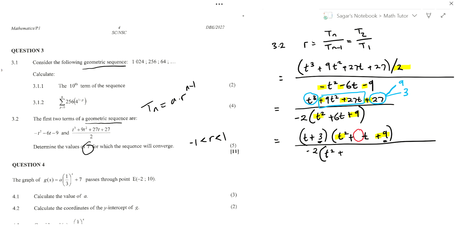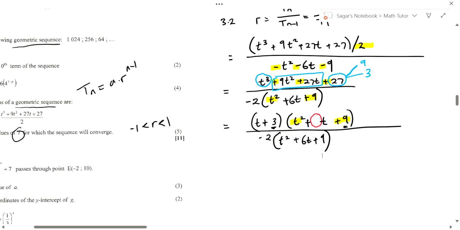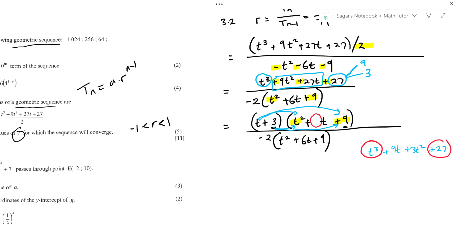We will do this now. I approach this by multiplying it out. So t times t squared is t cubed. T times plus 9 is positive 9t. 3 times t squared is plus 3t squared. 3 times 9 is plus 27. So we see we have t cubed and 27, exactly like the first time we saw this expression.